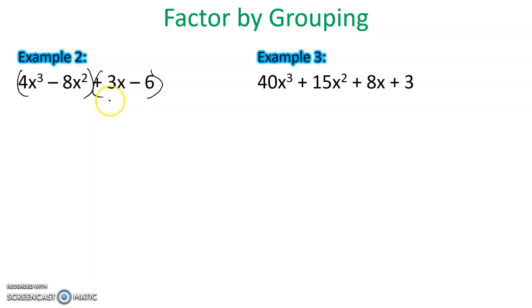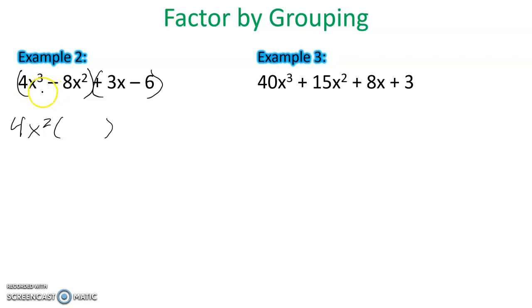All right, first two and then the last two. Look at the first two. What's a GCF I can take out of these first two right here? I have 4x cubed, 8x squared. Well, let's see, 4 and 8. The number that divides both of those is 4. And I can also take out 2 x's.